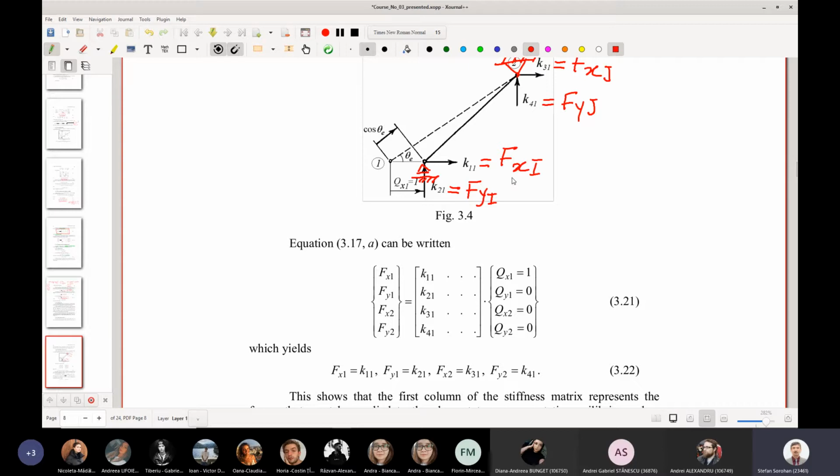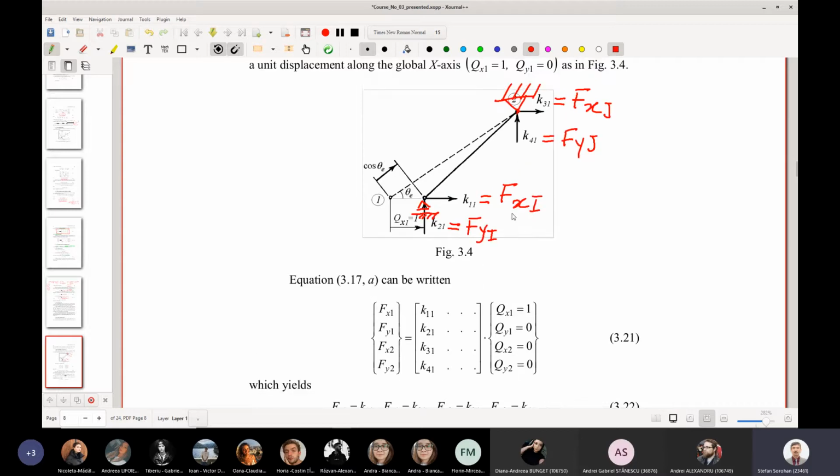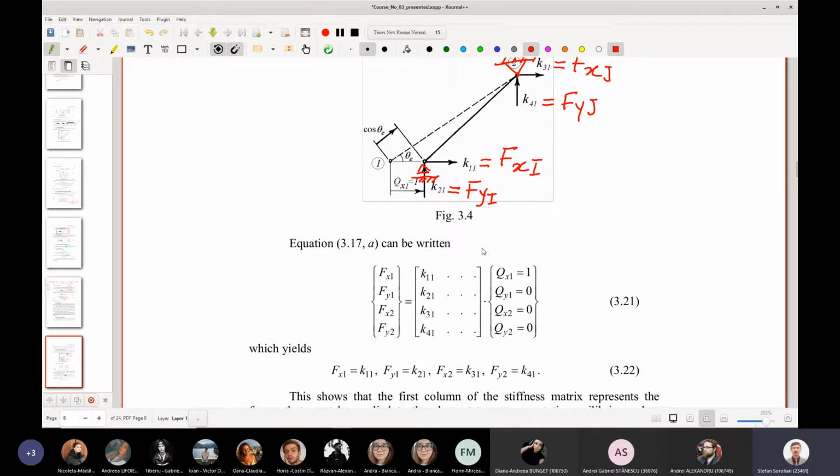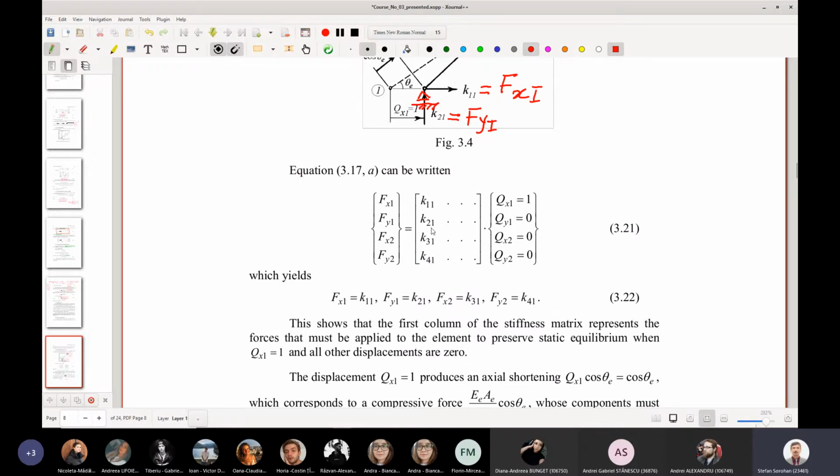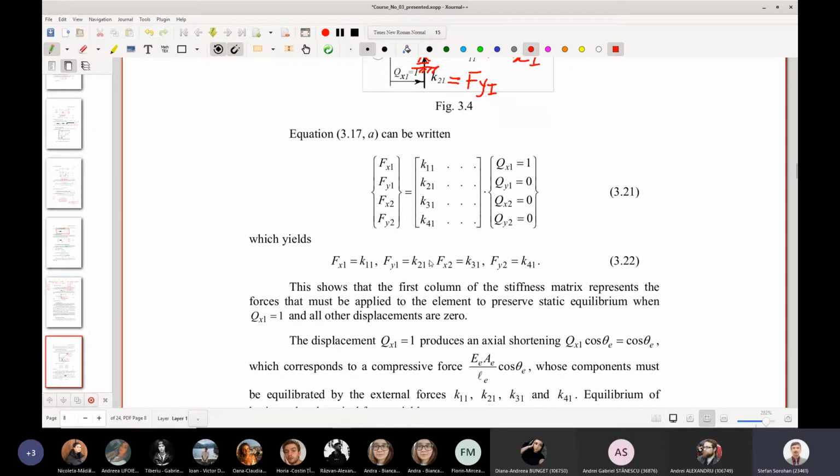This is the idea. And if we consider the equilibrium, this force here plus this force here must be 0. This force here plus this force here must be 0. So according to this, the sum of this column must be 0. So another idea, because this is very interesting. If we take in turn this 1 and the remaining 0, we can obtain the first column. If I take the second term in this vector as 1 and the remaining 0, I can obtain the second column here.